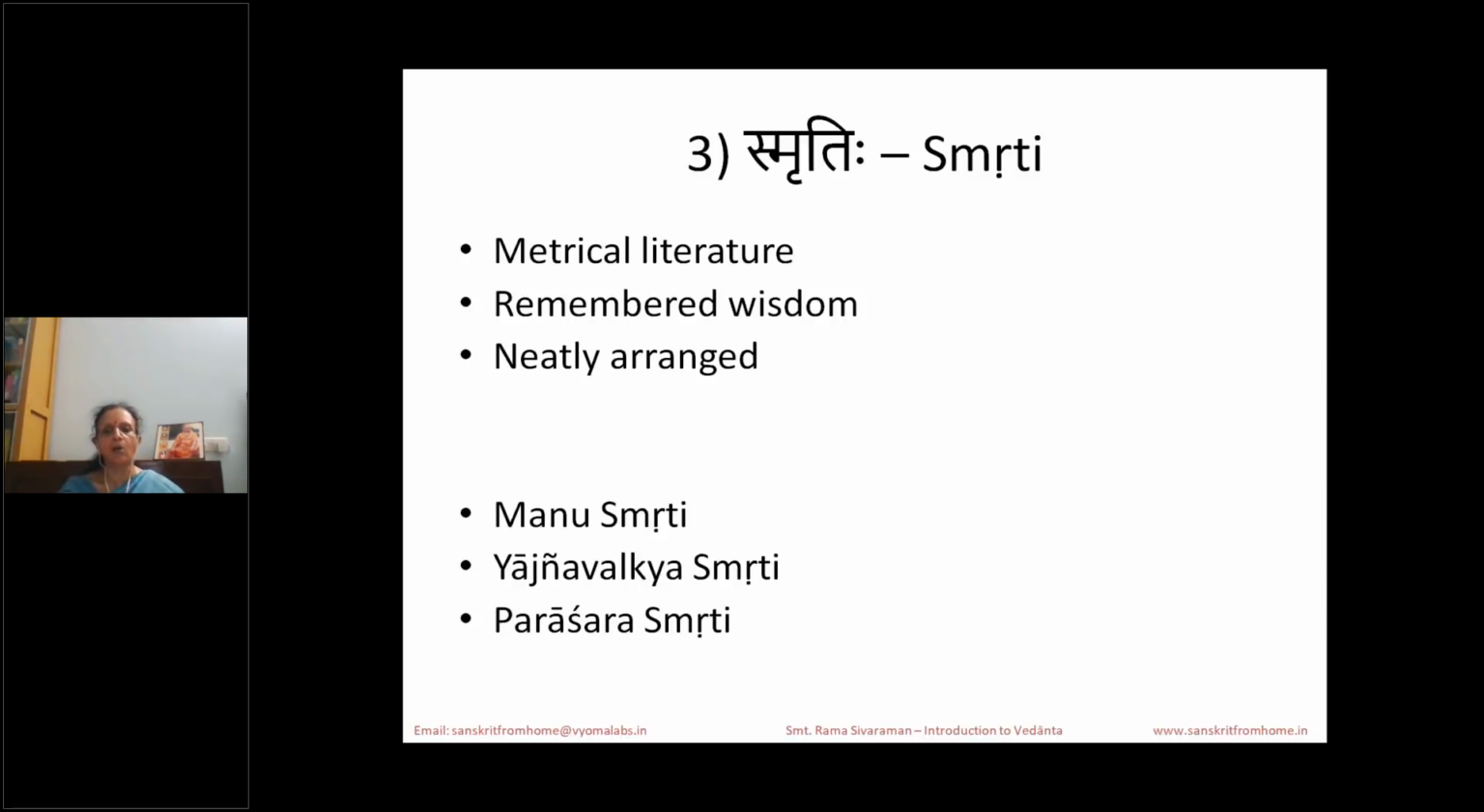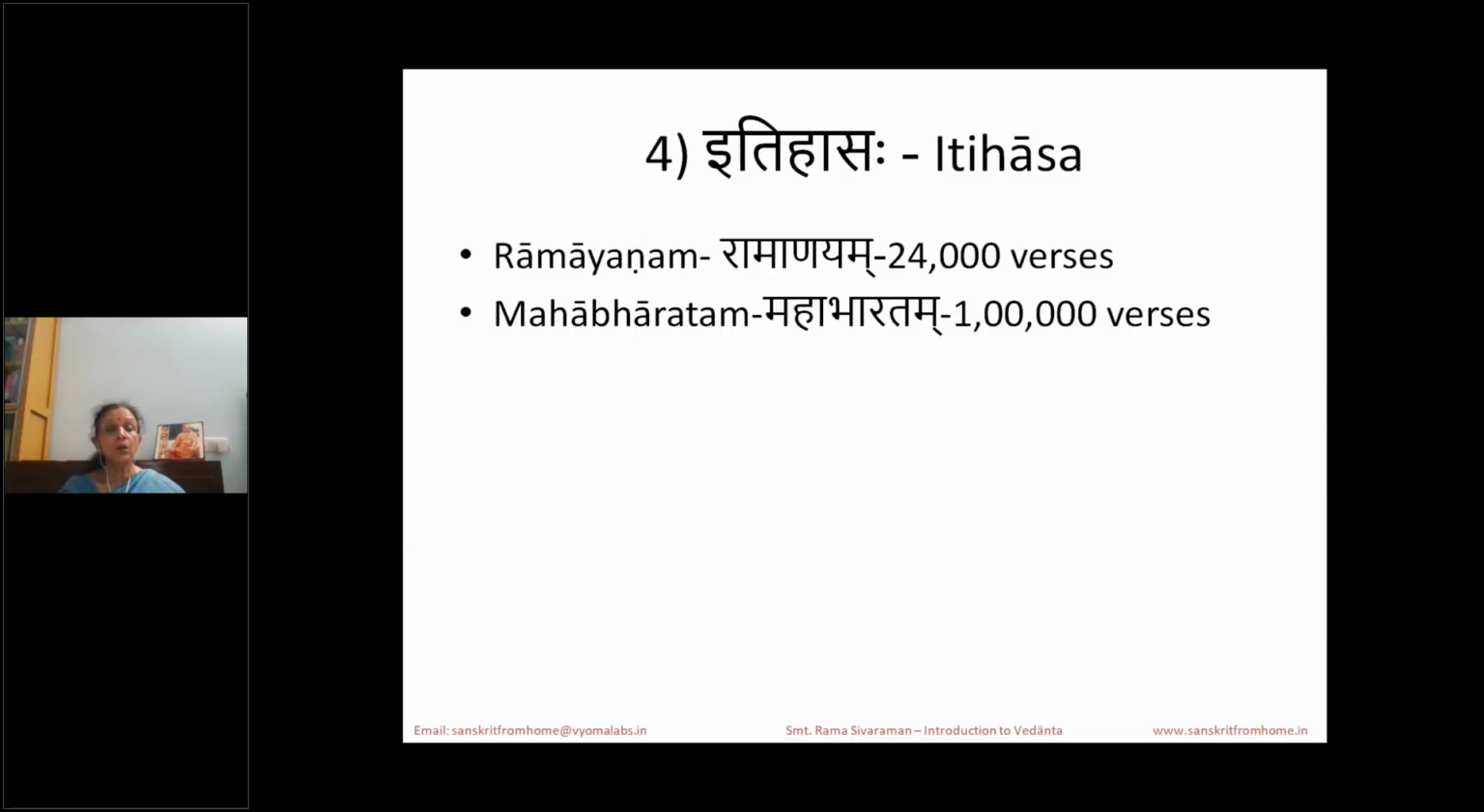That is the third layer of these scriptures. Now the fourth layer of the scripture is called Itihasa, right? If you see Ramayana, it runs to 24,000 verses, and then Mahabharatam runs to about 100,000 verses. It is said that whatever you can't find in Mahabharatam, you cannot find anywhere else. And whatever you find in Mahabharatam is what is found elsewhere.